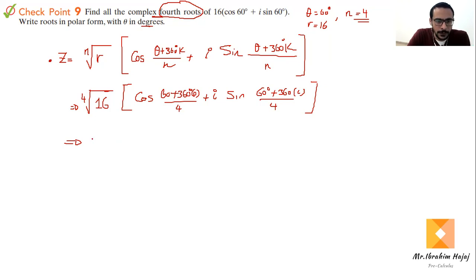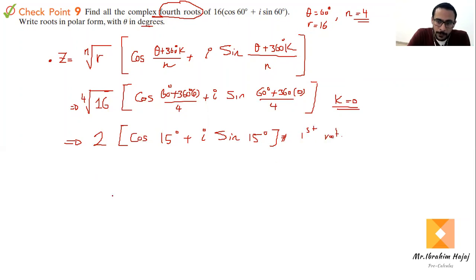One minute. Mister, beside the second 360 it's 0 also? 0, yes. Now we will start when k is 0. Yes, 0, then 1. It's 2, Mister. 2, and then cosine 60 plus 0, I mean over 4, 60 over 4. Yes. So 1 here, and then 5. Right. And then sine what? 15. And leave it. This is the first root. Complex root.